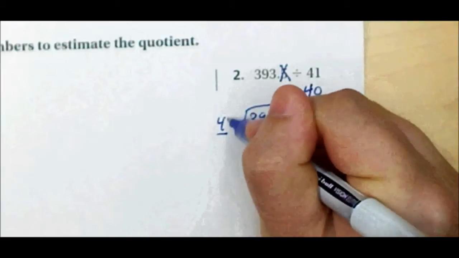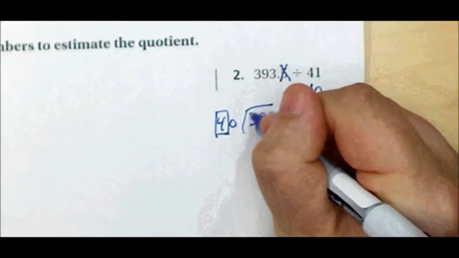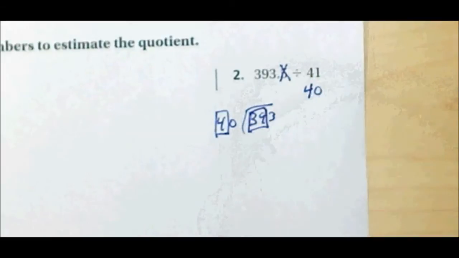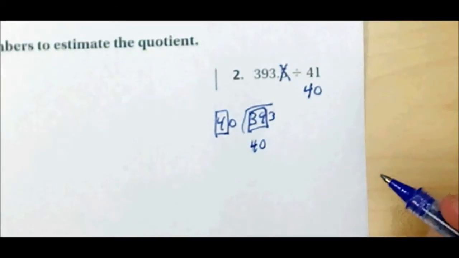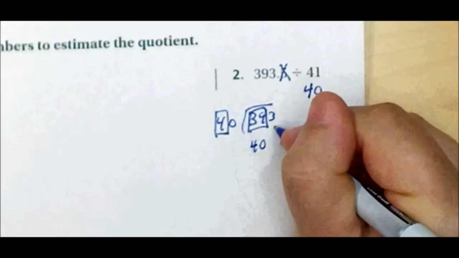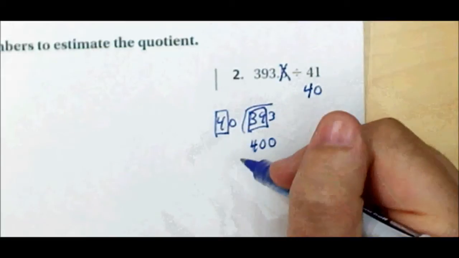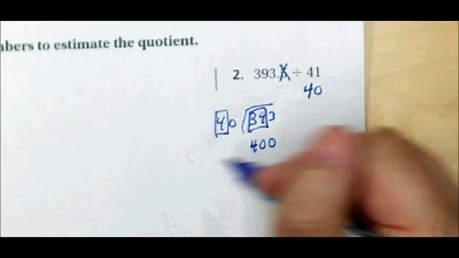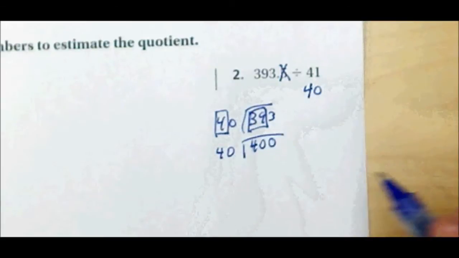So I just look at the first digit here of my divisor, which is 4. And I look at the 39 here, and I think, well, what can I change 39 to that's divisible by 4? 40 is close to 39. It's divisible by 4. So this 3 here, after it, I'm going to change that to a 0 to make it really easy to divide. So now I have 400 divided by 40.